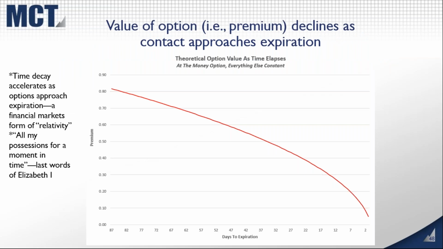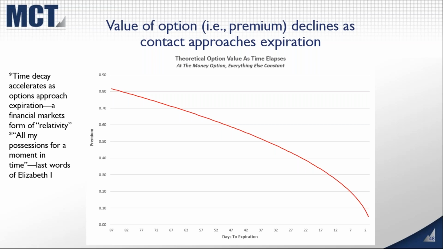And just an idea of what happens over time. I mentioned that the deltas get relatively binary. The option decay increases, accelerates as the option approaches expiration. You can see it's pretty much a flat line until you get within 3 weeks of expiration.